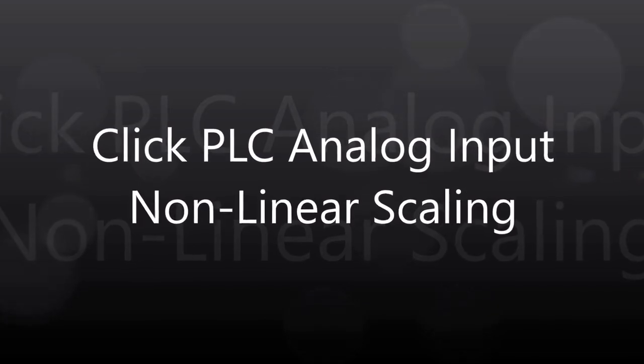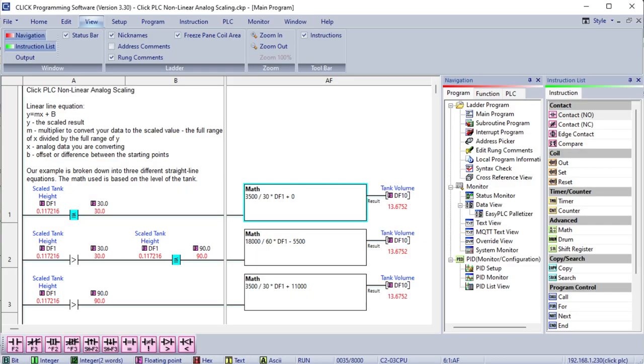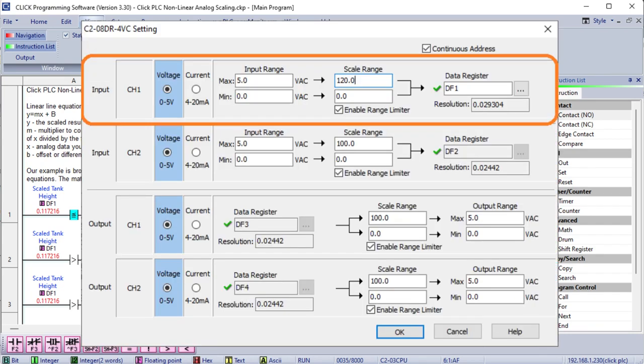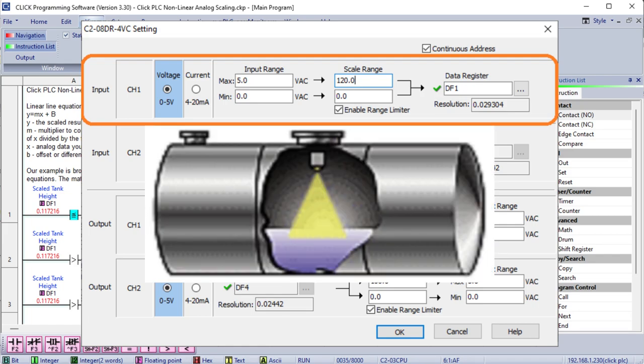Hi everyone. Today we're going to be looking at the Click PLC analog input nonlinear scaling. Now the Click PLC has automatic linear scaling for the analog inputs and outputs. What if the analog input or output is not linear? How do you handle this in the PLC?